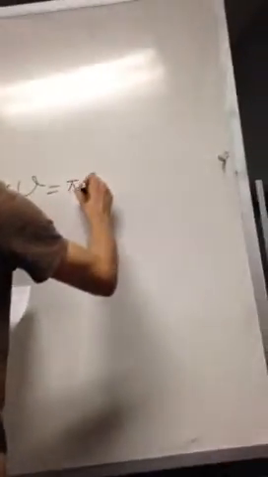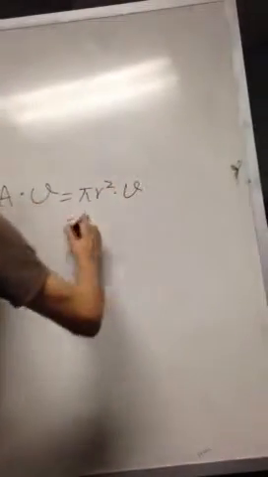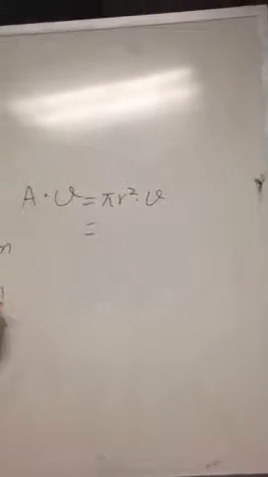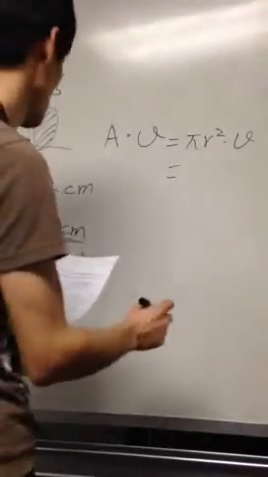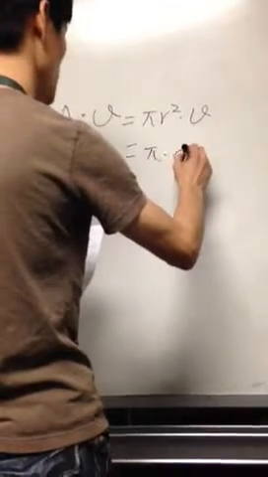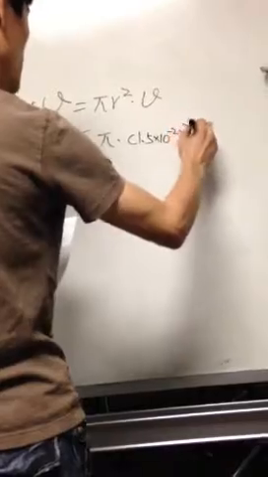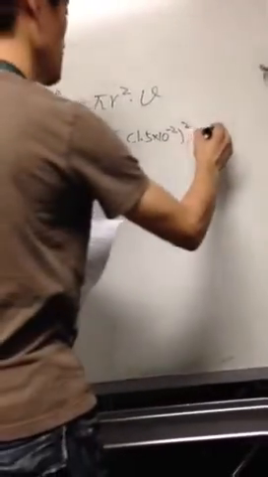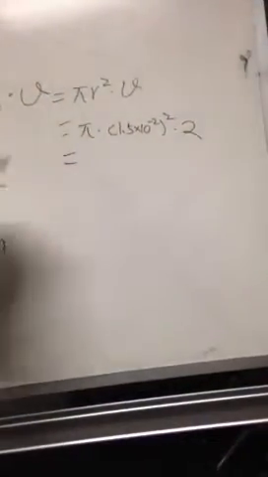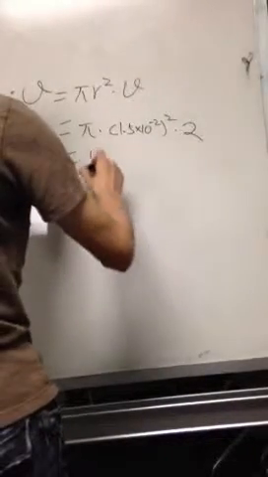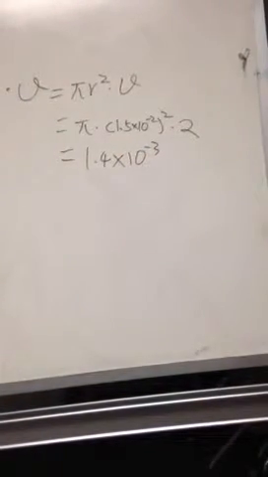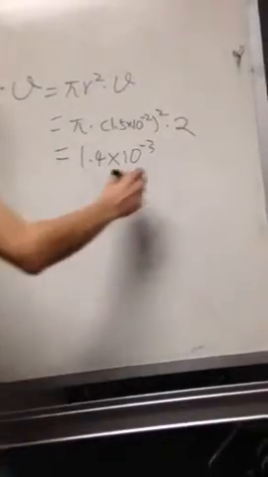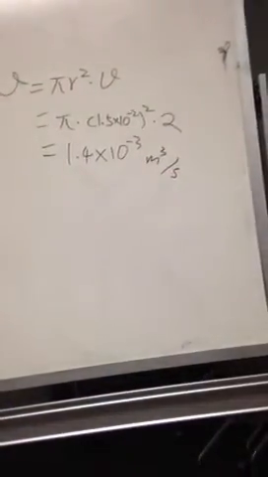So the area is pi r squared times the velocity. Remember to convert this centimeter to meter. It's 1.5 times 10 to the minus 2 meter. So pi times 1.5 times 10 to the minus 2 squared, velocity is 2. So calculate these, you will get 1.4 times 10 to the -3 cubic meter per second. Okay.